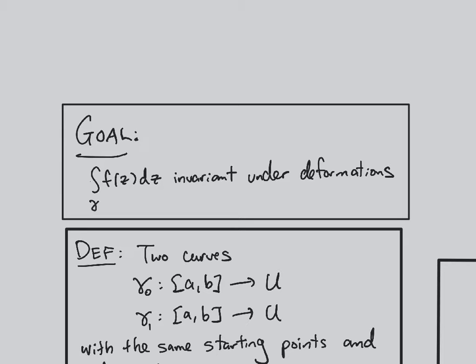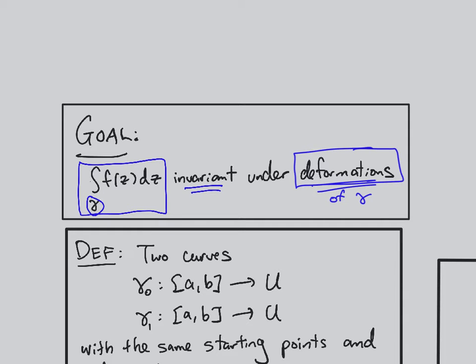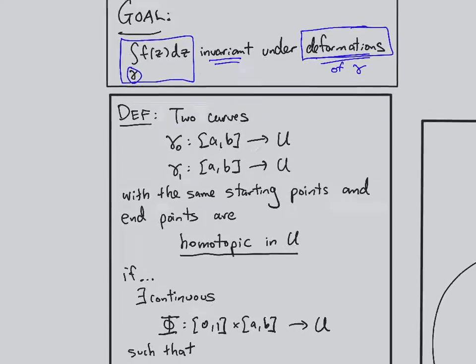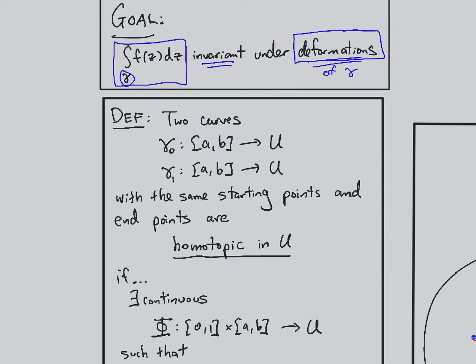Now, an important goal is to show that these integrals, where f is analytic and gamma is a continuous curve, are invariant under deformations of the curve gamma. And the precise term for deformations is homotopy, so we need to review what homotopies are or learn them for the first time.